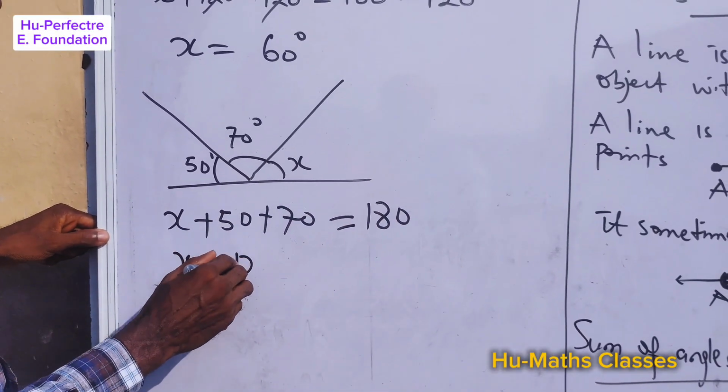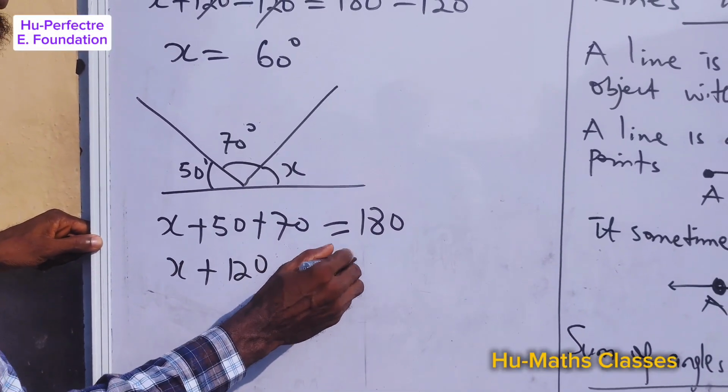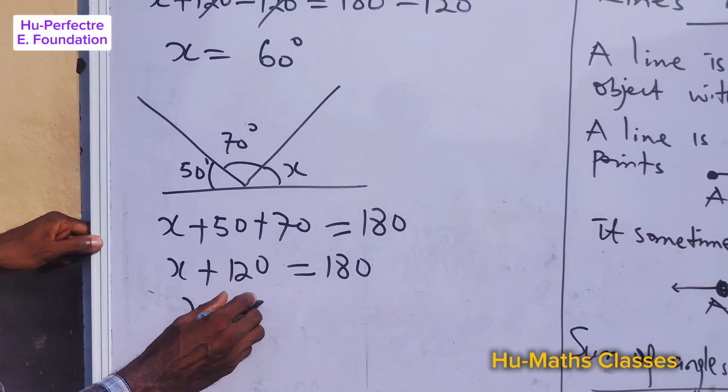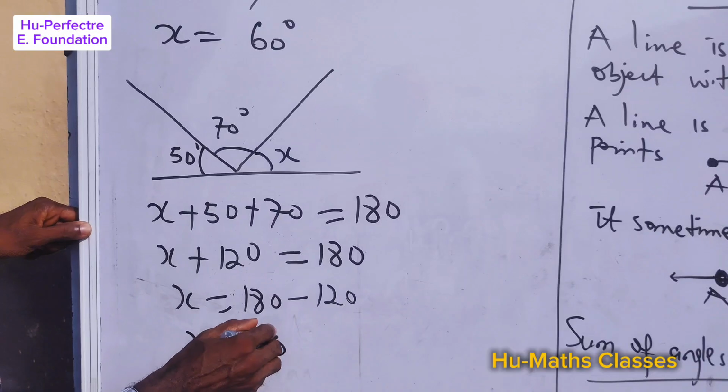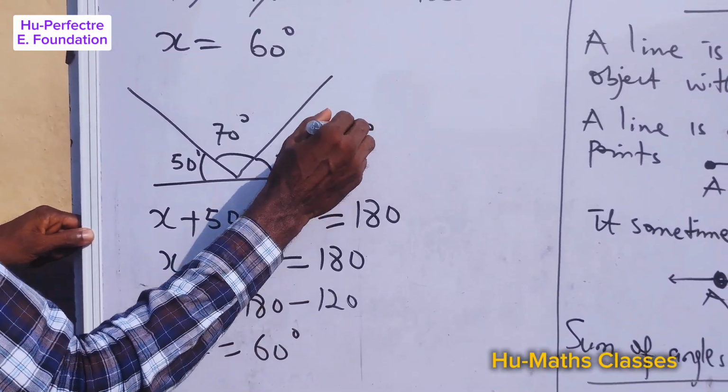x plus 120 will be equal to 180 degrees, and x will be 180 minus 120 degrees. So x will be equal to 60 degrees. So here is also 60 degrees.